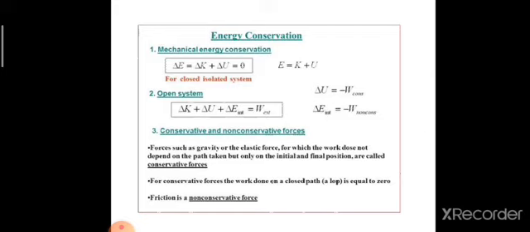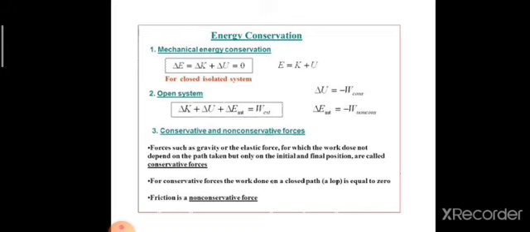Or, according to mechanical energy conservation, the total change in energy must be 0. That is, delta E, which is equivalent to delta K plus delta U, must be 0 for a closed isolated system. Here delta K represents the change in kinetic energy and delta U represents the change in potential energy.